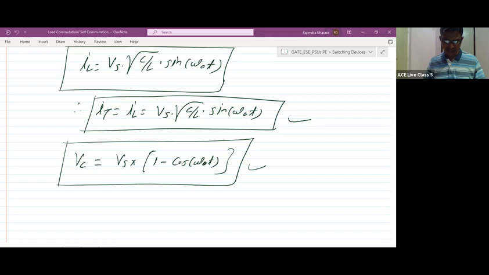I don't think they can ask for this derivation in the conventional type exam. No, I don't think so. Simply go through it, because the same thing we are going to discuss again in the voltage and current commutation, because there also we are having the DC supply and inductor and capacitor type thing.